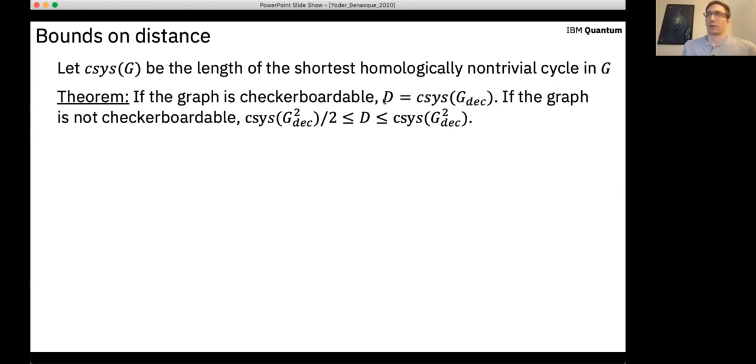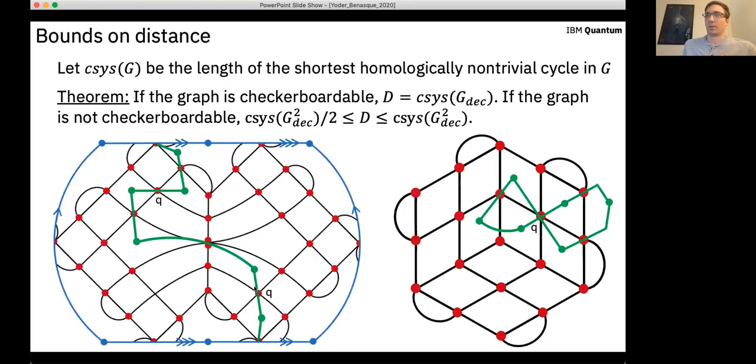So if the graph is checkerboardable, then the systole of the decoding graph just gives you the distance. If the graph is not checkerboardable, then the distance is anywhere between the systole of the doubled graph's decoding graph or half of that. And the reason there's this half is because when you double the graph, there are two qubits or two vertices that both represent the same qubit from the original graph.